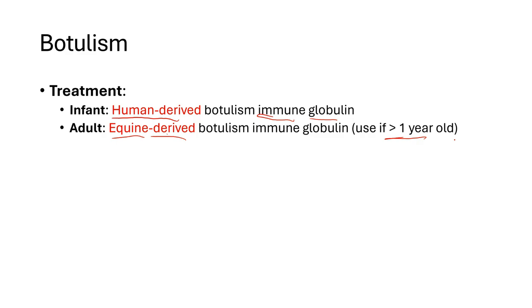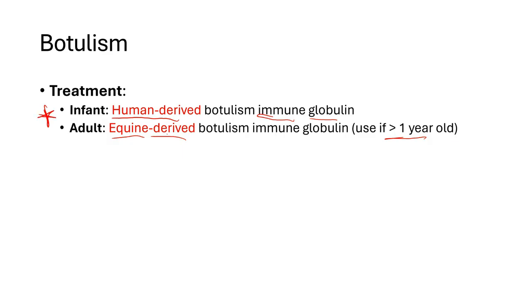The equine-derived botulism antitoxin is not used in infants less than 1 year because of the high risk of hypersensitivity reactions, including anaphylaxis as well as serum sickness. The infants have immature immune systems. This makes them more vulnerable to adverse reactions from foreign proteins, such as non-human proteins, such as equine-derived botulism antitoxin. So understand which immunoglobulin we use per age.